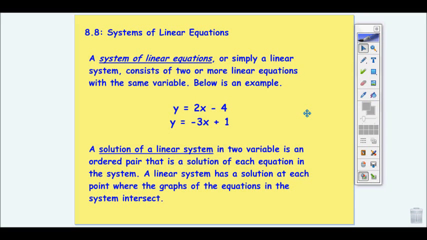2.8, we're going to talk about something called systems of linear equations. A system of linear equations is really two or more linear equations that have the same x and y coordinate point that will satisfy both equations. Or when you substitute the coordinate point x, y, it will make both of the equations true. Okay?